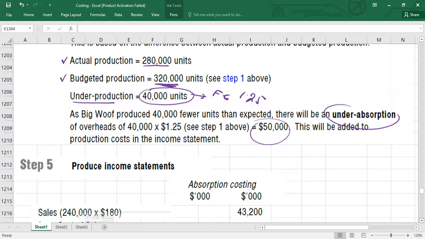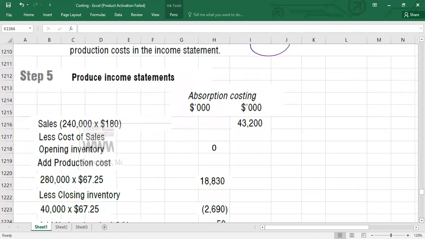Okay, guys. So then we can produce the income statement here. How can you produce the income statement now? It's very simple, guys. We are using absorption costing. So we will write the value of sale, and how will you get the sale? Your actual sale is 240,000 units. It's given in the question, and the actual sale price is $180. It's also given in the question. Just go back and you can check it there. So you will get the value of sale.